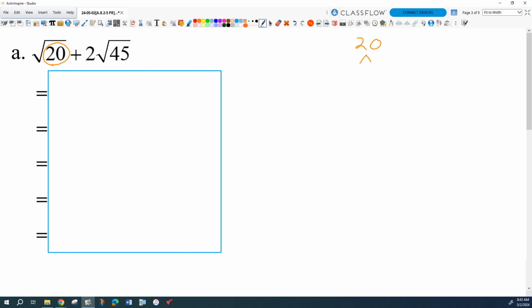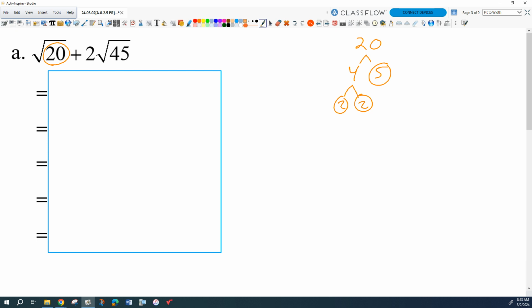What do we get? 4 and 5. That works. And then can I go further? That's prime, right? Can I go further? 2 and 2. And you might have picked a different route in your factor tree, but you end up at the same place. Now, what do we do with our factor tree?